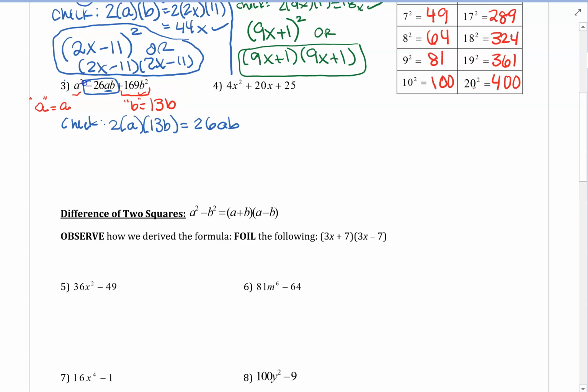Now it is a minus. It is a minus, so that means this worked, but that means that when I write my factors out, it's going to be a minus 13b squared would be the answer for this one.